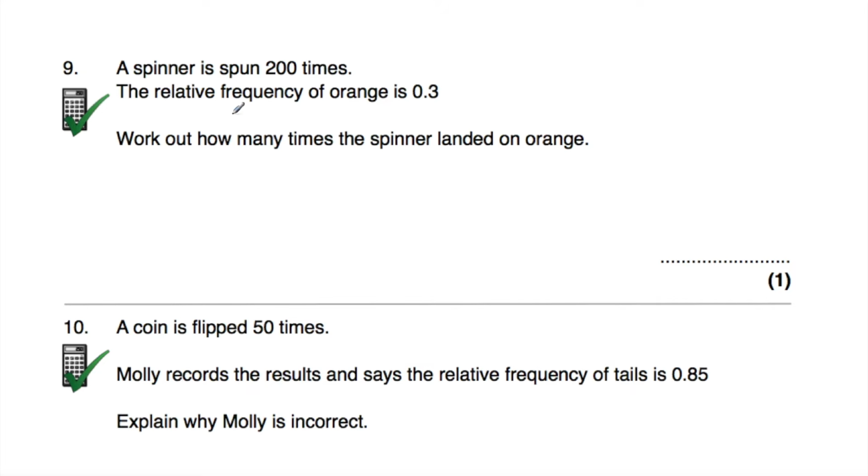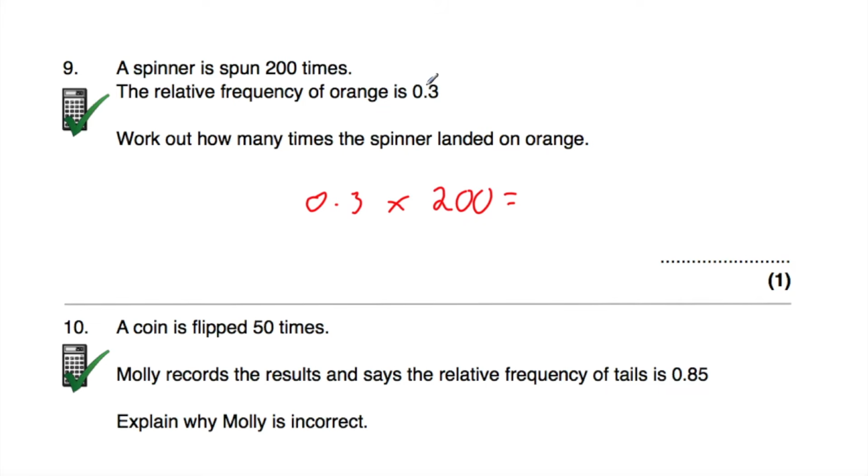So if we want to work out the relative frequency, we take the number of successes and put that over the number of trials. If you times the relative frequency by the number of trials, you get the number of successes. So if you times the relative frequency of an orange, 0.3, by the number of times the spinner is spun, which is 200, the answer will tell us how many times the spinner landed on orange. So in other words, how many successes it would be.